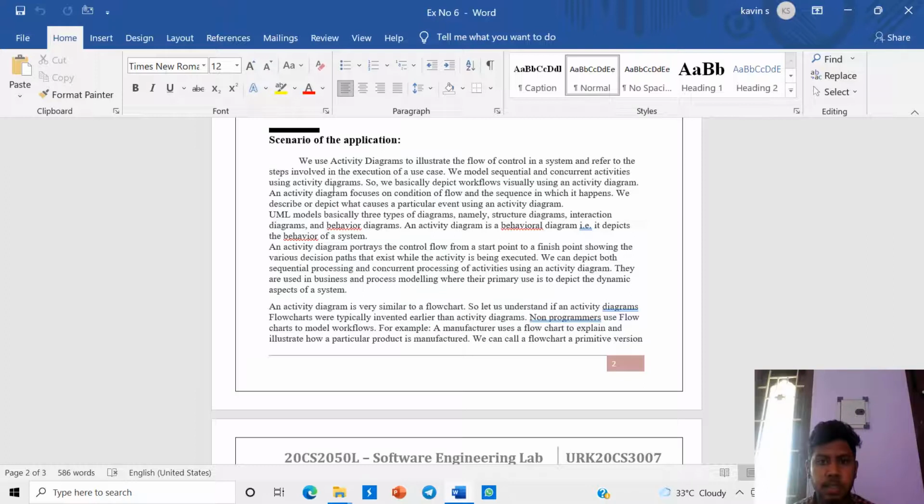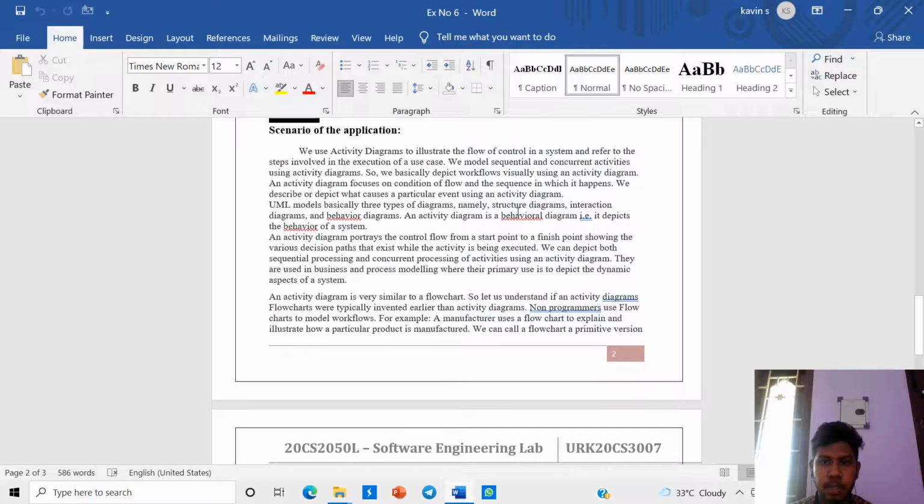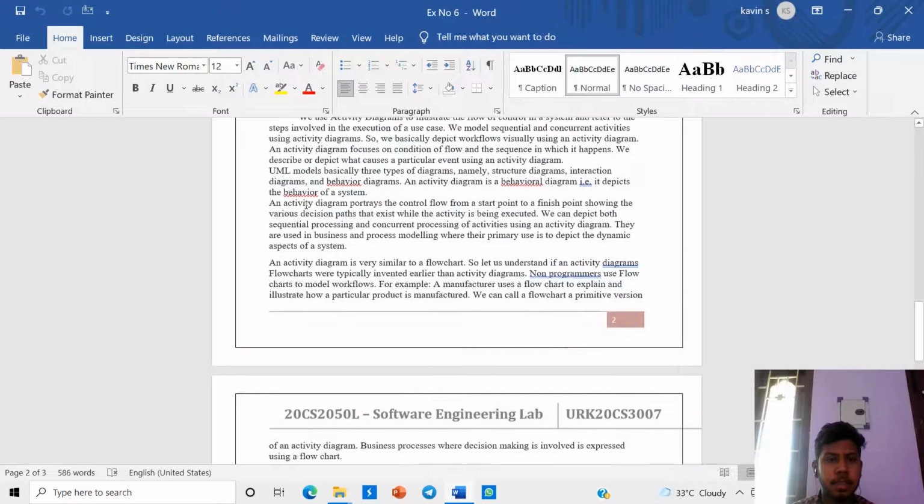We model sequential and concurrent activities using the activity diagram. So we basically depict workflows visually using an activity diagram. An activity diagram focuses on the conditions of flow and the sequence in which things happen. It describes what causes a particular event. UML models basically three types of diagram, namely structure diagram, interaction diagram, and behavior diagram. An activity diagram is a behavioral diagram. It depicts the behavior of a system.